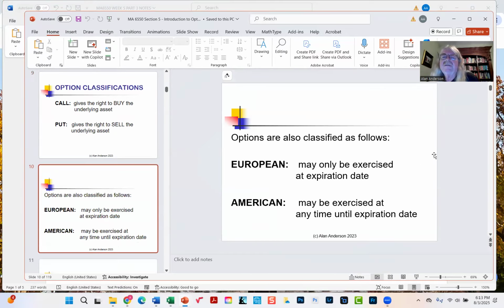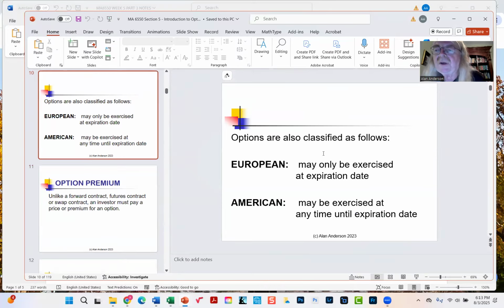And then finally, most options fall into one of these two categories. They're either European style, which means you have to wait till the expiration date to decide if you should exercise or not, which means you either buy the asset you have the right to buy or sell the asset you have the right to sell. With American style options, you can decide any day if you want to exercise it or not. Of course, that means that American style options are more valuable, but it also means they're more expensive.